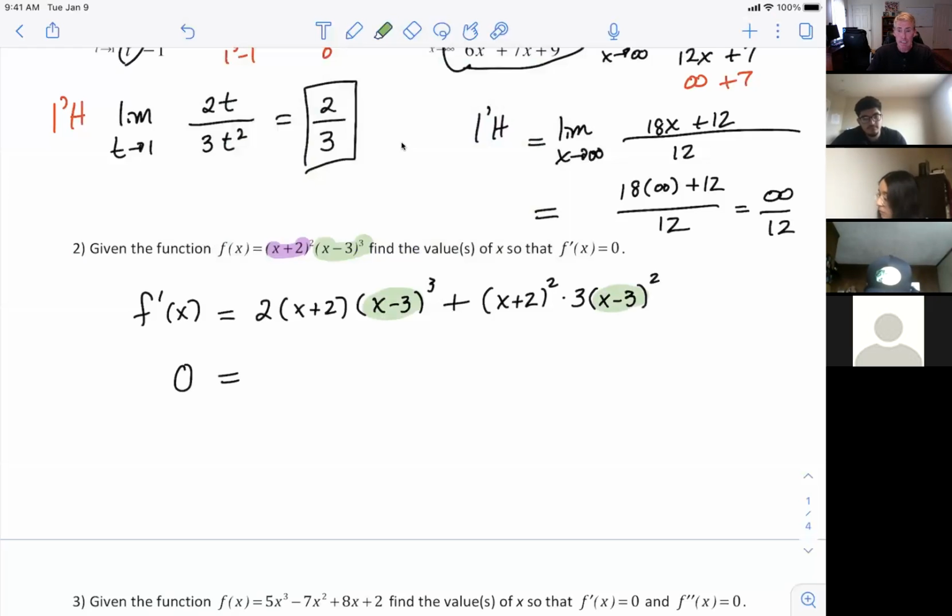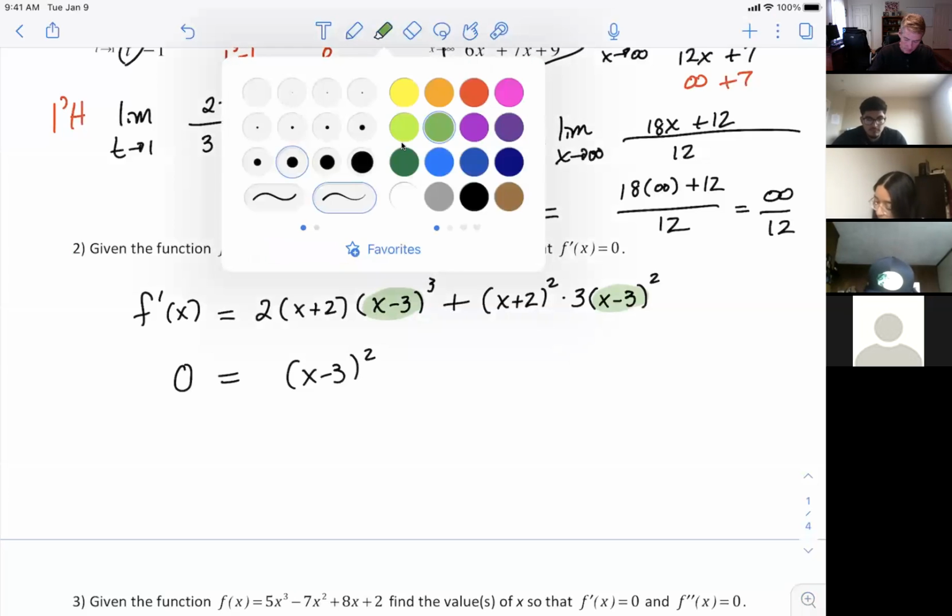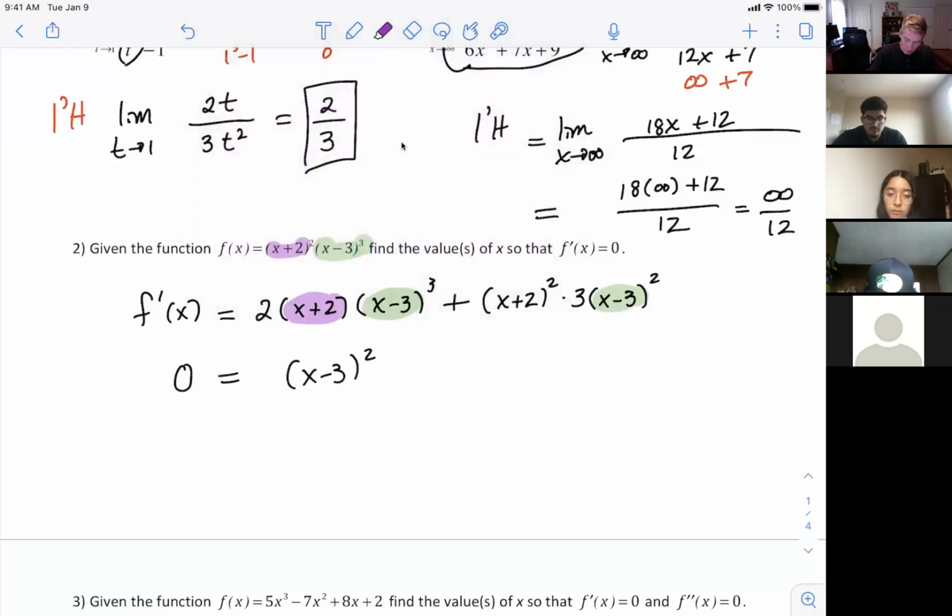In order to solve for x, I need to factor. So in green, there's x minus 3 cubed and there's x minus 3 squared. That means I could factor out the smaller amount. I can factor out x minus 3 squared. And then in purple, there's x plus 2 here, and there's also x plus 2 here. So that means that I could factor out an x plus 2.